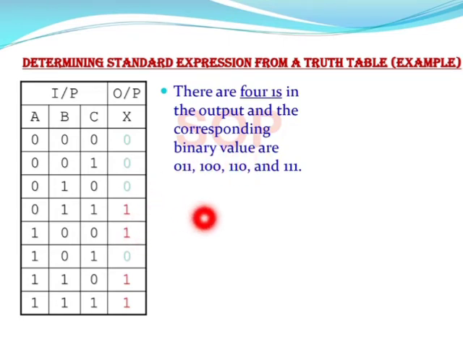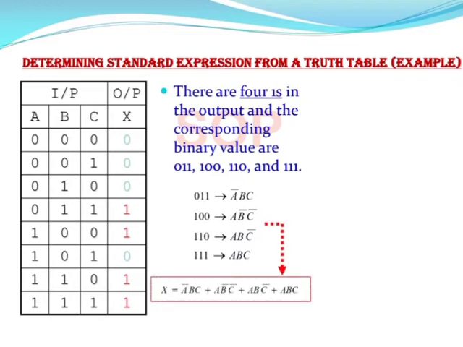There are 4 ones, and the corresponding binary values are 0 1 1, 1 0 0, 1 1 0 and 1 1 1. Next step: in SOP, 0 corresponds to the complement and 1 corresponds to the normal term. So 0 1 1 means A bar, B, C. 100 means A, B bar, C bar. 110 means A, B, C bar. And 111 means A, B, C.